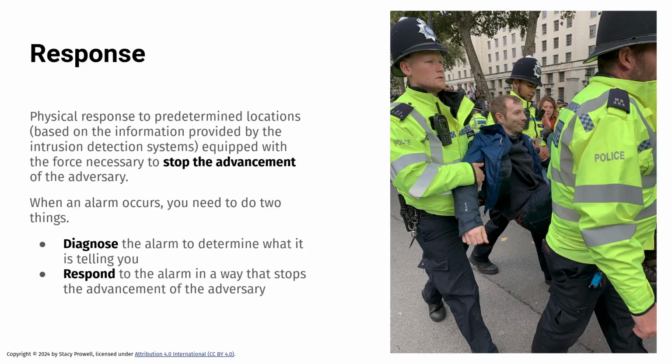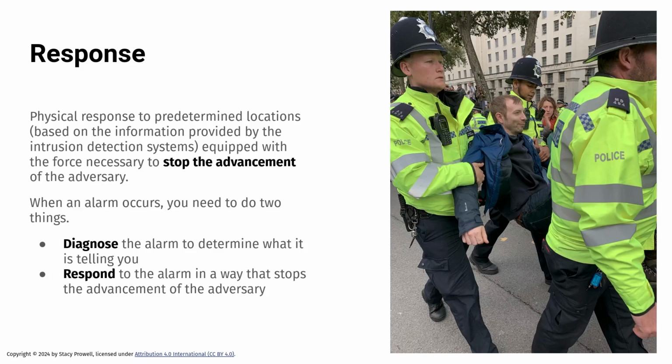The adversary is advancing, right? They've gotten through a gate. They may have gotten through a door. They may have gotten through another door. But you've got to get there and prevent them from advancing any further. Okay? So you want to stop the advancement of the adversary.